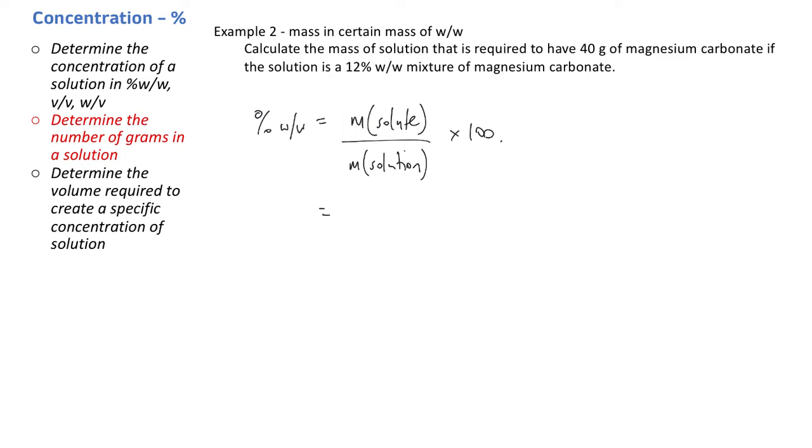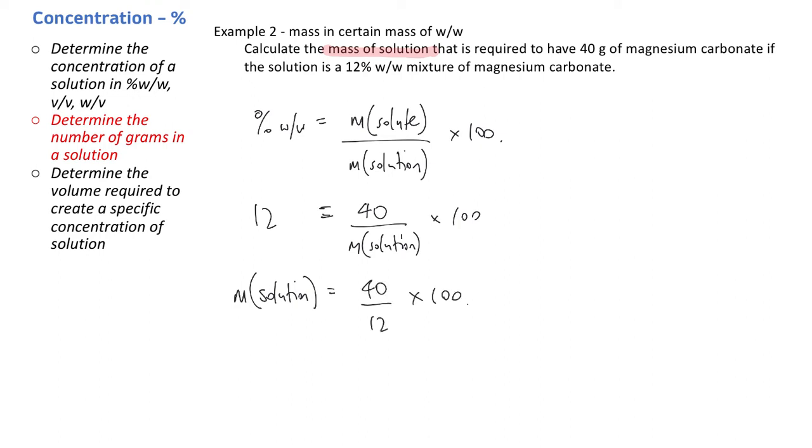I want to have 40 grams of magnesium carbonate, so that's my mass of solute. That's how much I want. It's asking me for the mass of the solution, which means I'm unsure of the mass of the solution, times 100. And I know that it's a 12% weight for weight mixture of magnesium carbonate. So I need to rearrange this equation. The mass of solution will be equal to 40 over 12 times 100.